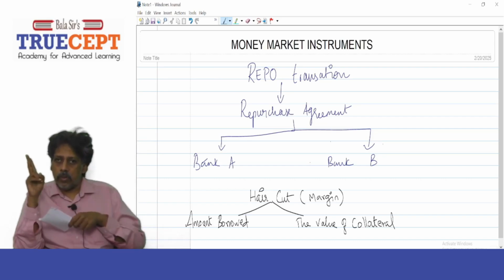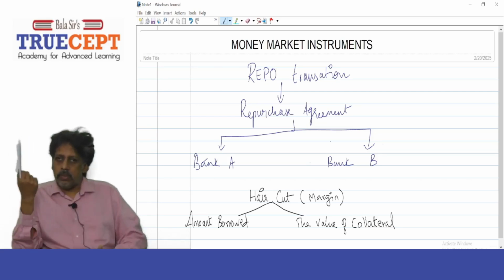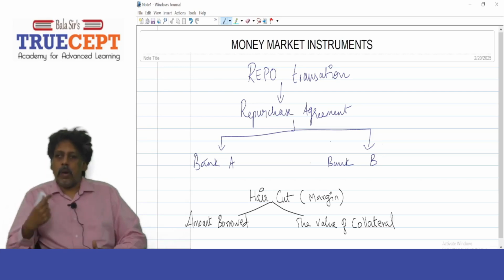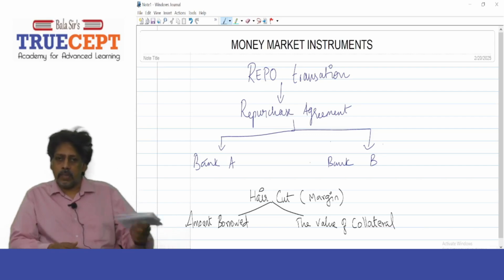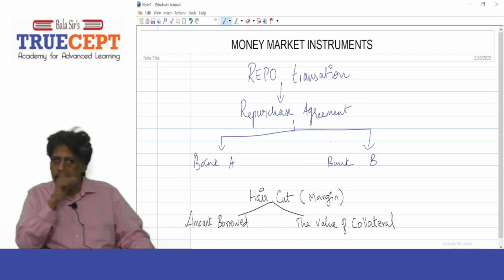What is rupees 2,000? That is supposed to be the margin or the haircut. Even though the investments are worth rupees 1 lakh, banker B reduces 2%. What is the reason? Suppose bank A fails to repay the loan in 30 days time, banker B can sell these investments for rupees 1 lakh and at least recover rupees 2,000. Loan given is 98,000, recovered 1 lakh, net 2,000 return.